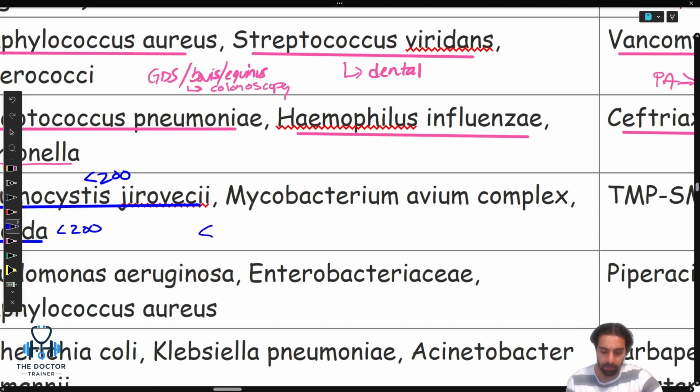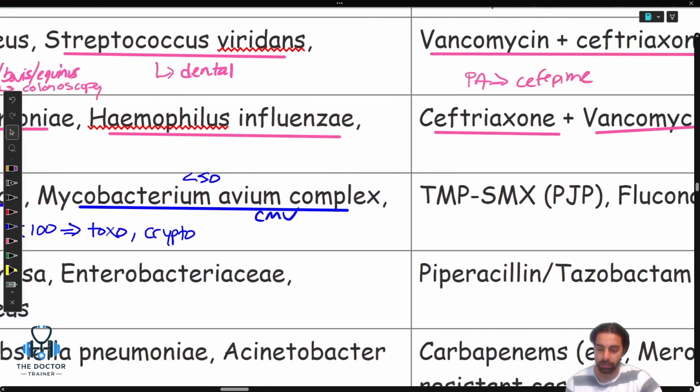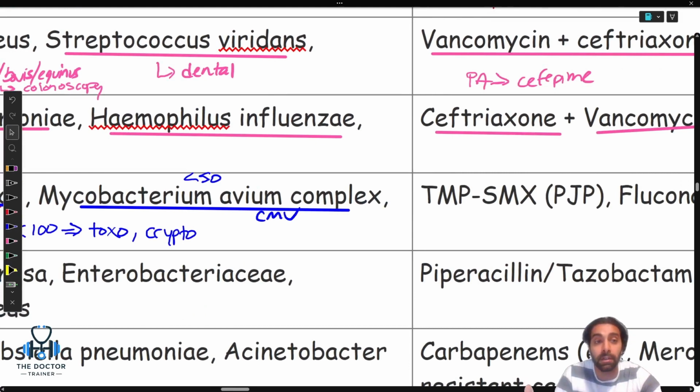If they have a CD4 count of less than 100, then I think of toxo, especially if they have any eye findings, brain findings. And then if it's less than 50, think MAC, so Mycobacterium avium complex, or even cytomegalovirus, so CMV. By the way, with less than 100, also think of crypto, so cryptococcal meningitis can be at 100. So it's important to know how much their CD4 count is because then it predisposes them to different opportunistic infections.